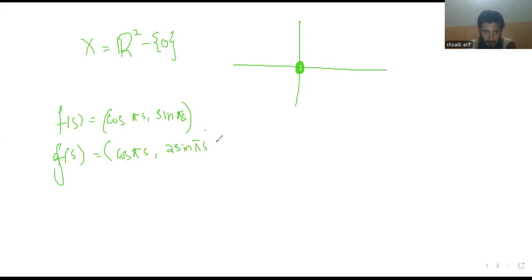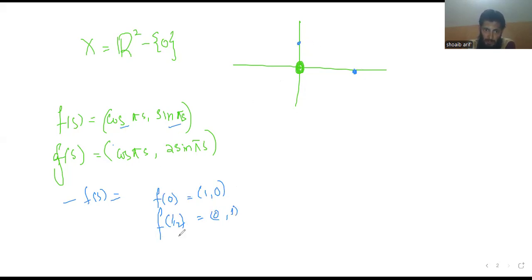Let's substitute s for f of s. If we substitute 0, we will get cos of 0 and sin of 0. Cos of 0 is equal to 1 and sin of 0 is equal to 0, so we will get this point. If we substitute s is equal to 1 by 2, we get cos pi by 2 and sin pi by 2. Cos pi by 2 is equal to 0 and sin pi by 2 is equal to 1.